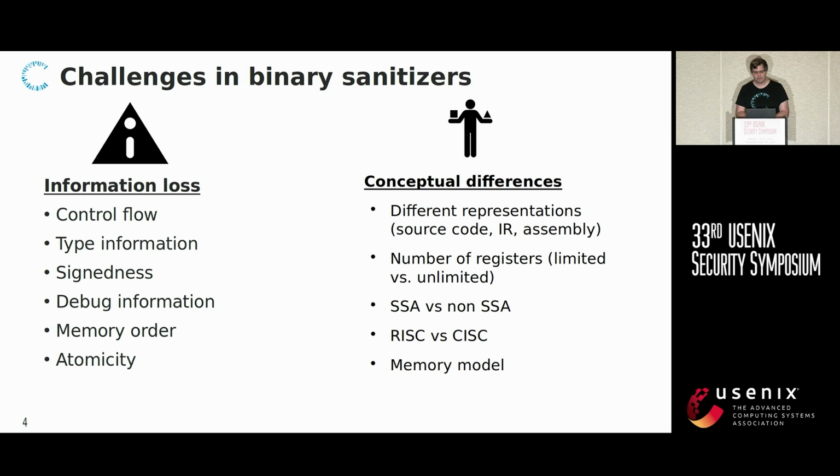When we first found out about this, we were interested in what caused this gap. So we looked into challenges which could potentially impede the development of binary sanitizers, and we found two large categories, two large groups. The first one is information loss, which refers to basically all the information that is just lost during the compilation, so that the binary sanitizer, contrary to its source-based counterpart, has just less information to implement these sanity checks.